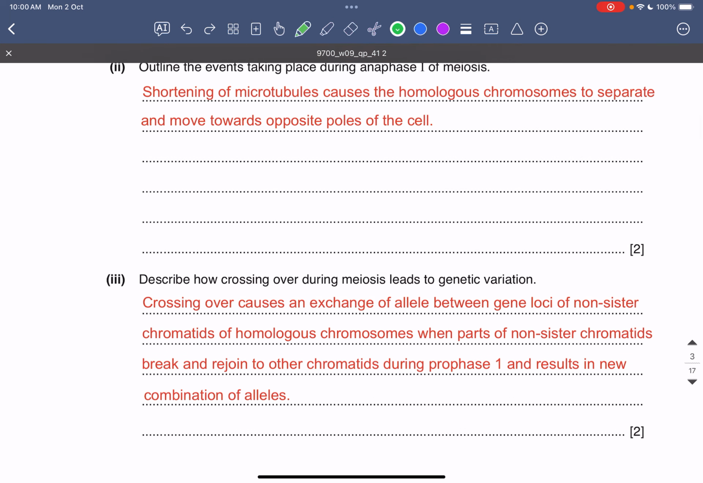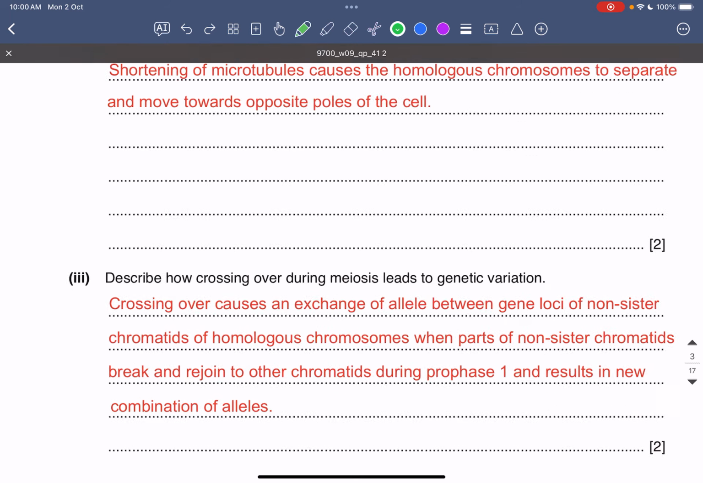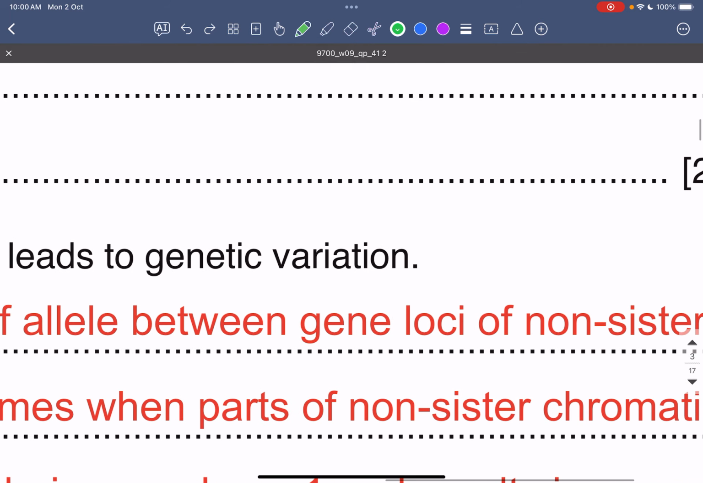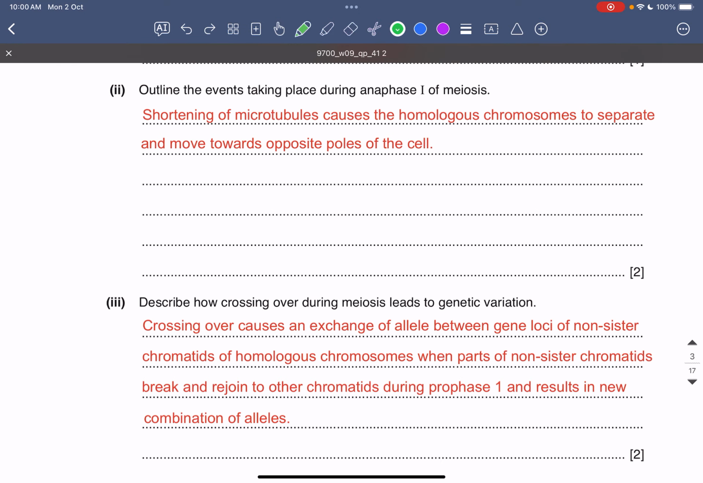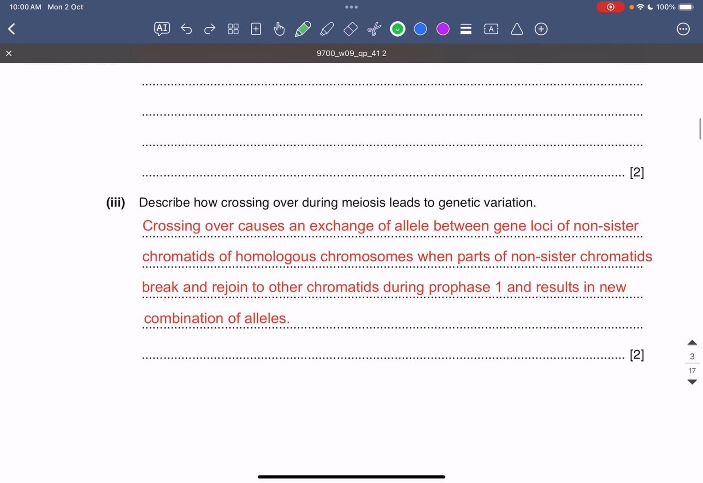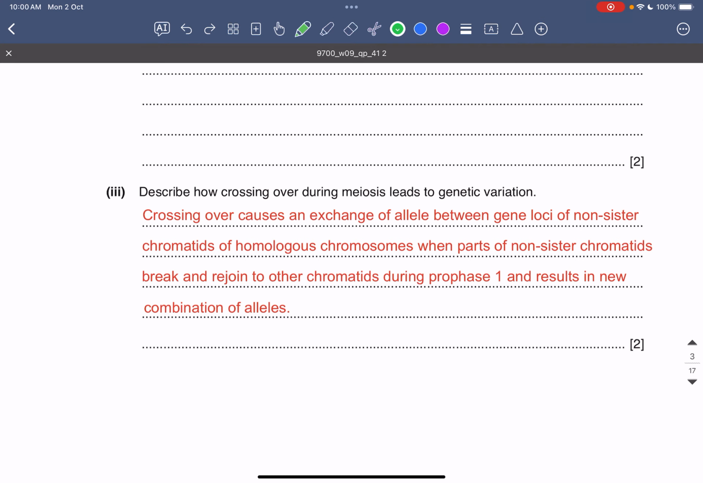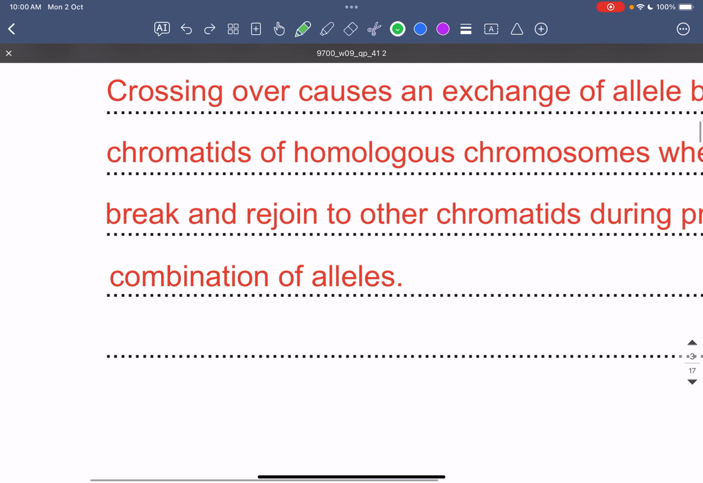Describe how crossing over during meiosis leads to genetic variation. Meiosis can lead to genetic variation because crossing over causes an exchange of alleles between the gene loci of non-sister chromatids of homologous chromosomes. When parts of non-sister chromatids break and rejoin to other chromatids during prophase 1, this will result in a new combination of alleles.